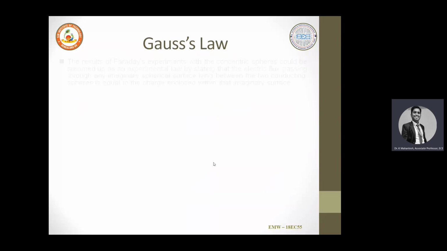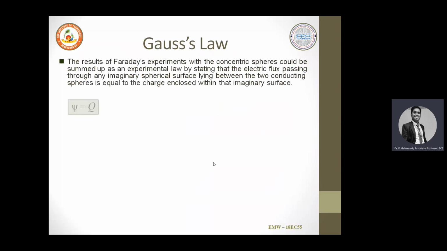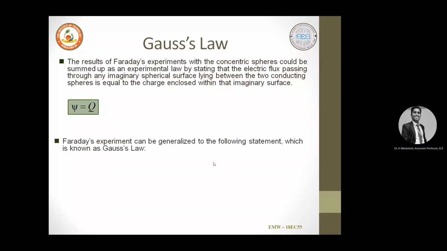The results of Faraday's experiment with the concentric spheres could be concluded as an experimental law by stating that the electric flux passing through any imaginary surface lying between the two conducting spheres is equal to the charge enclosed within the imaginary surface, and that imaginary surface we call a Gaussian surface. Flux is equal to the total charge. Faraday's experiment can be generalized and is also known as Gauss law.